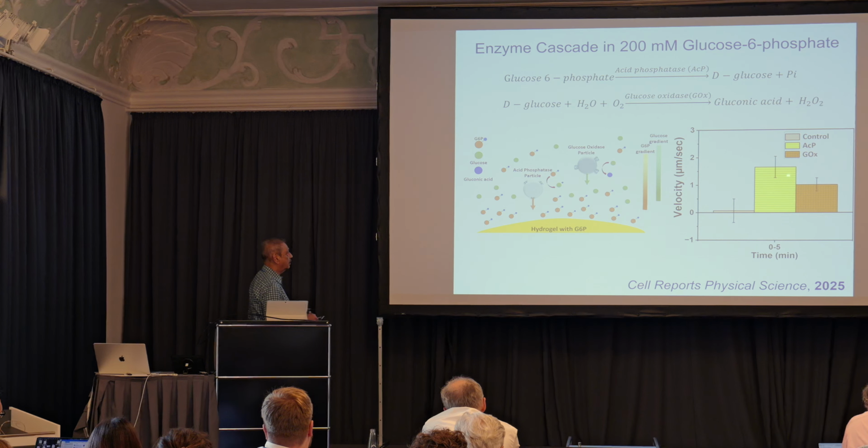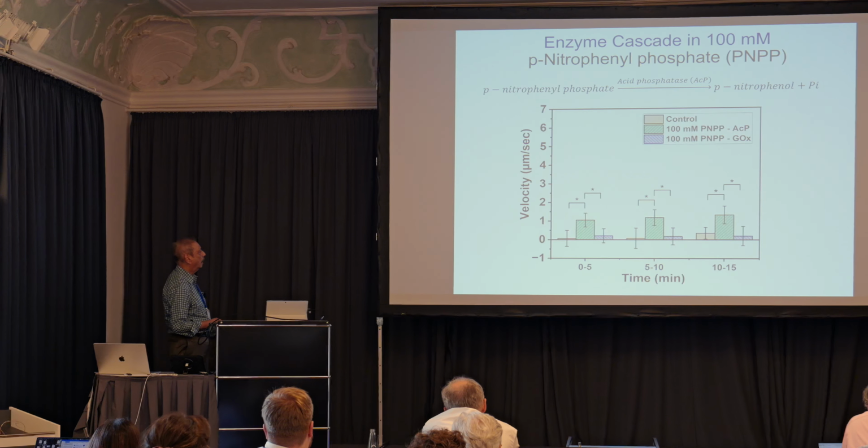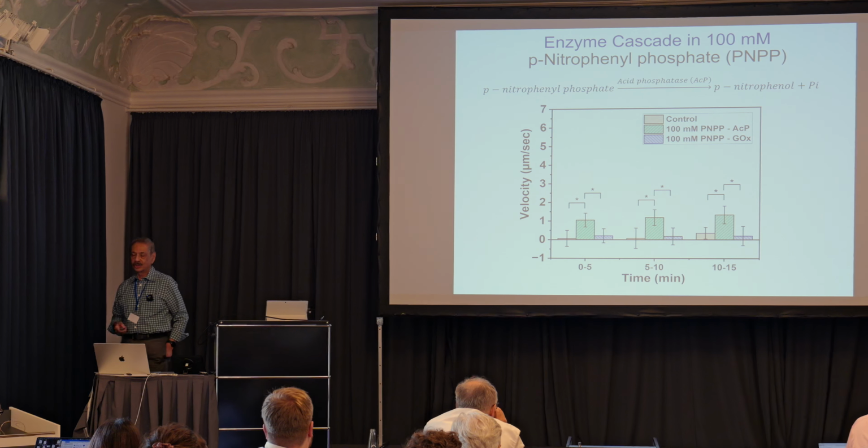And so you can see this. This is the acid phosphatase velocity towards the source. This is the glucose oxidase velocity that's chasing the acid phosphatase particles. If you use a different substrate that does not produce glucose, then only the acid phosphatase moves, the glucose oxidase doesn't move, which is the control experiment, if you will.